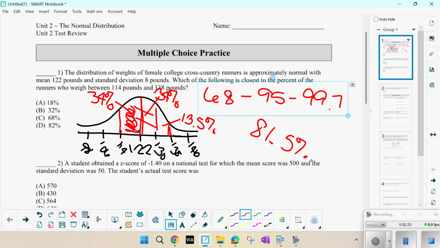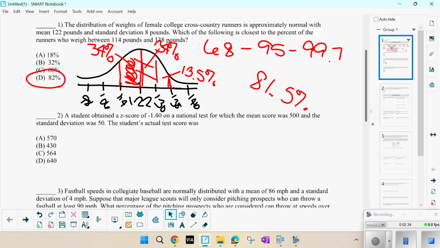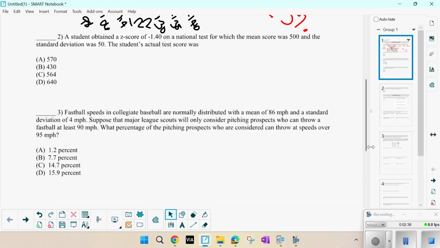But when we look at our choices, it just wants to know which one is going to be the closest one. So what's closest to 81.5? Of course, that's going to be 82. Okay, looking at problem number 2. A student obtained a z-score of -1.4 on a national test for which the mean was 500, standard deviation was 50. Find the student's actual test score.